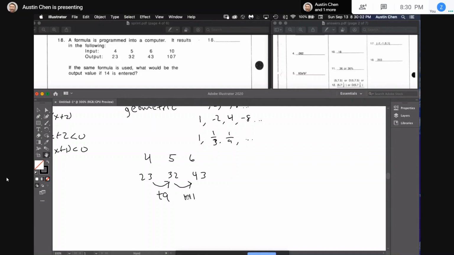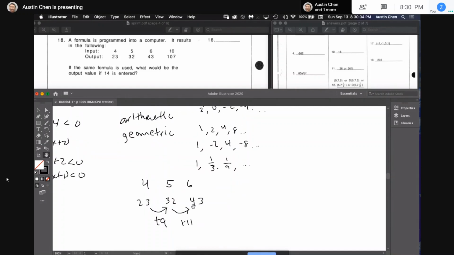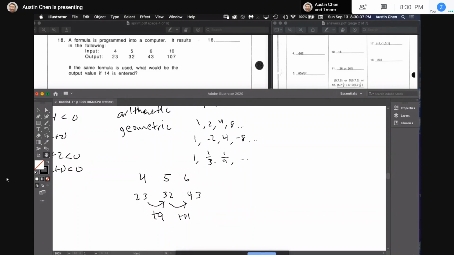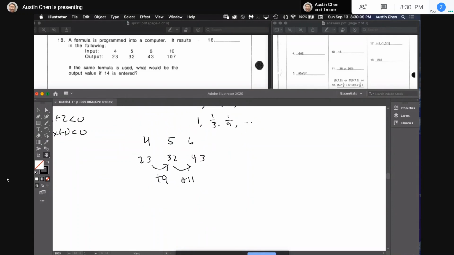So it's not an arithmetic sequence, and it's also not a geometric sequence, because to get from 23 to 32, you'd have to multiply 23 by 32 over 23, so that the 23's cancel and you have 32. Now, if you multiply 32 by 32 over 23, you're obviously not going to get 43, because you can't cancel out with 23, because 32 is a power of 2, and 23 is a prime. So it's not geometric.